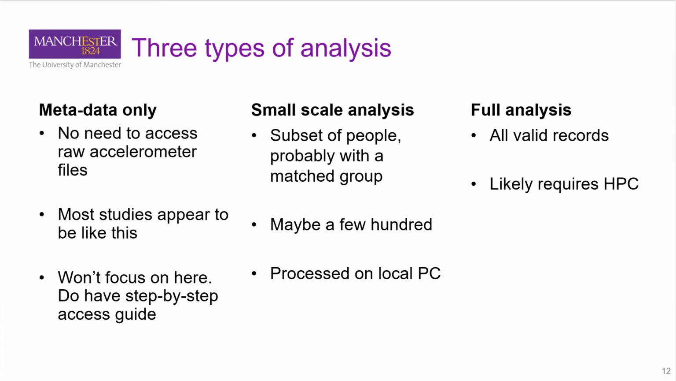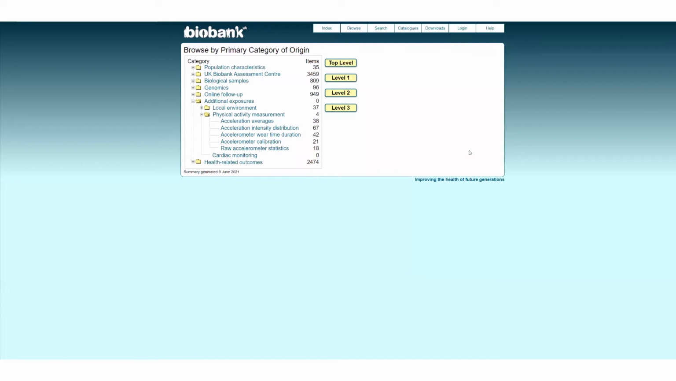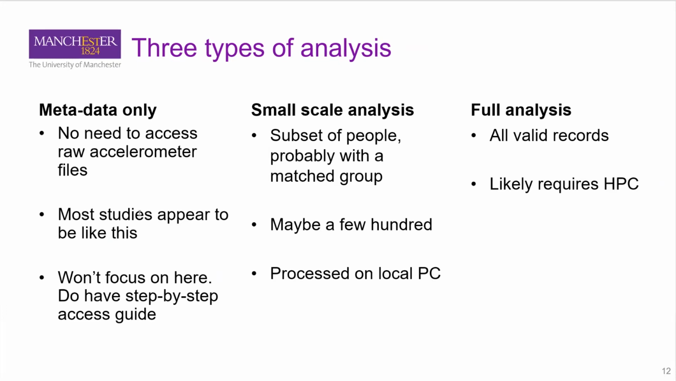So there's probably 3 different types of analysis that you might be interested in. So firstly is the metadata only. So you can download from the biobank, not the raw accelerometer data, that time series sampled at 100 hertz for 3 different directions, but just the wear time or the average acceleration per hour on different days of the week, or those different categories that we have in the data explorer here. And actually, that's what most studies using the accelerometer data do.